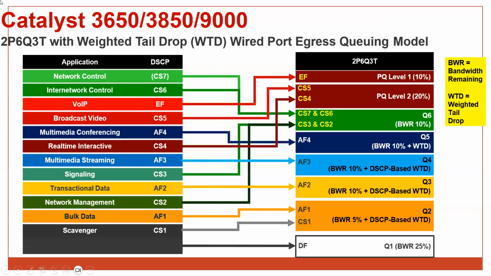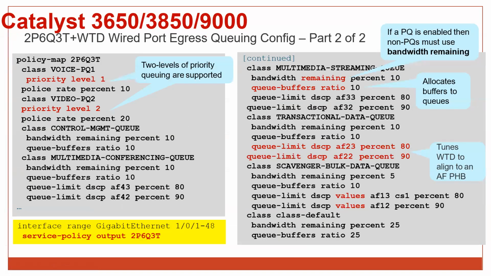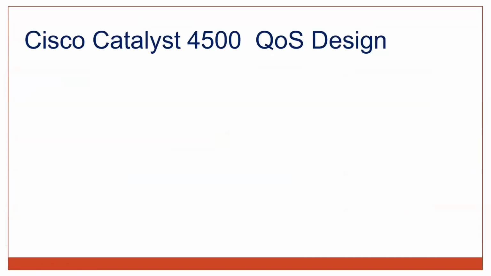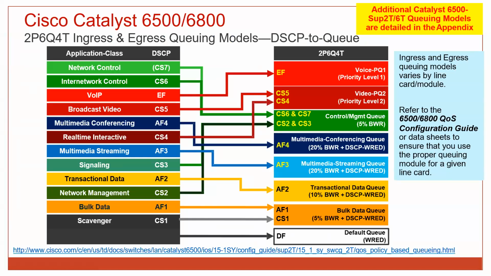So if I go, you can say 2P, 6Q, 3T with weighted threshold queue or something. We'll see what is WTT, WTD. Some small terms will be there. And let me quickly go and show you some other examples as well.